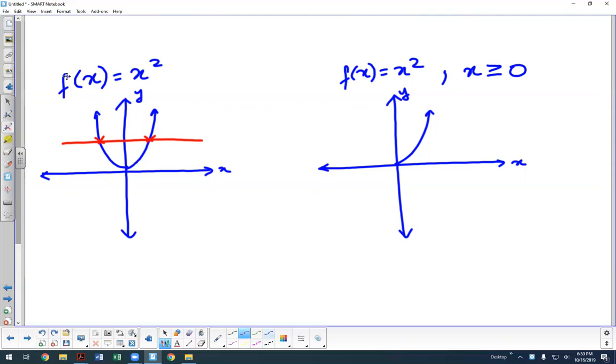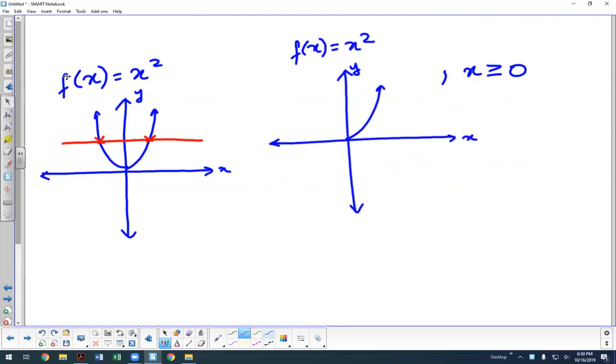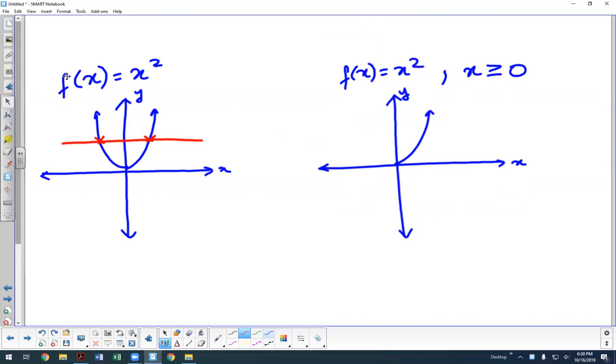So if I draw a vertical line through that, this is getting really annoying. I'm gonna have to talk to IT about that. I cannot keep doing this.